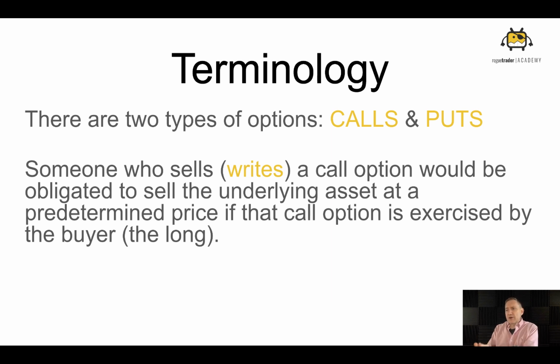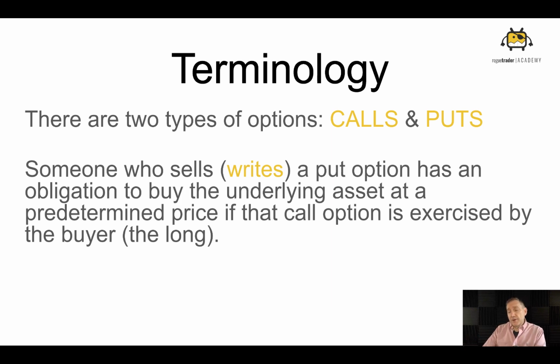So in the case of a call, someone who sells or writes a call is obligated to sell that underlying asset at that predetermined price, the strike price, if that call option is exercised by the buyer, the person who bought it. The person who buys is in complete control. You paid that premium up front. You've got the right to do something if you so choose. So you control it. You paid for that privilege with the premium. The seller took the premium, now has an obligation. If it's exercised, he will have to sell that underlying asset.